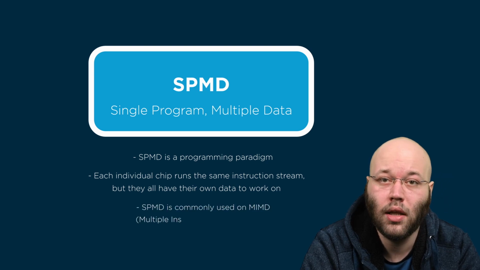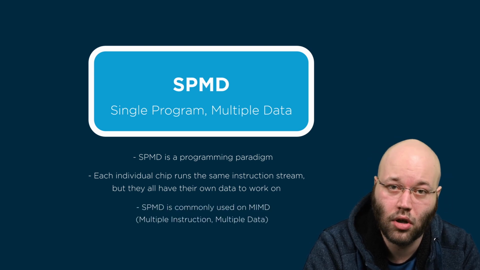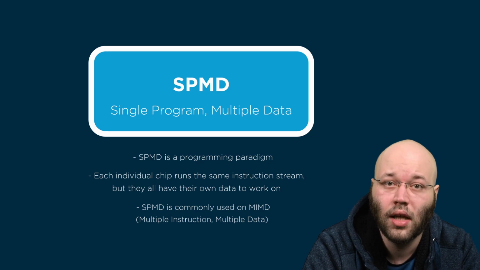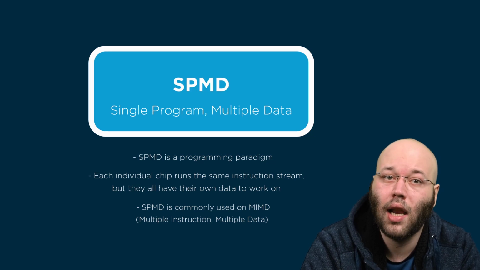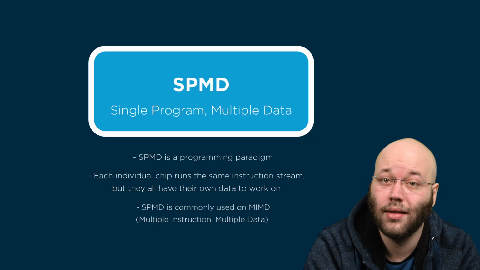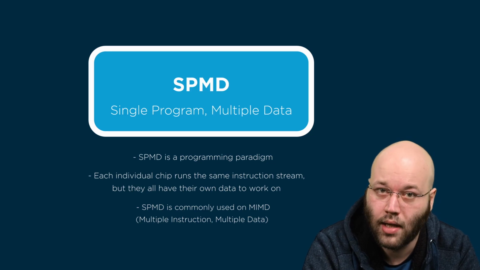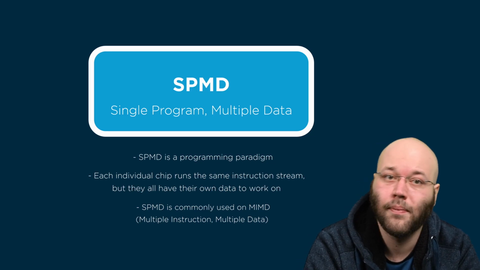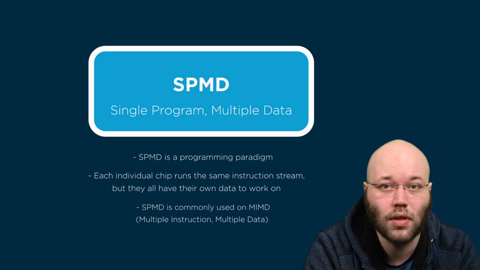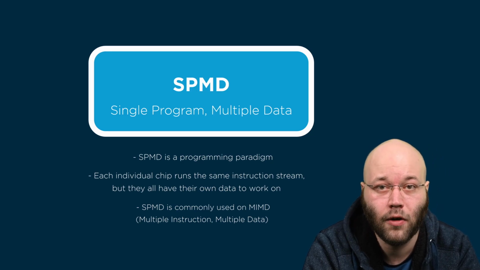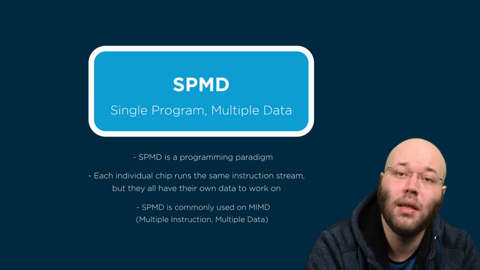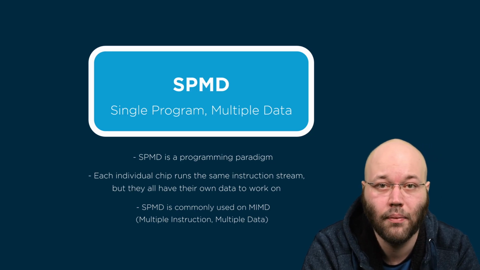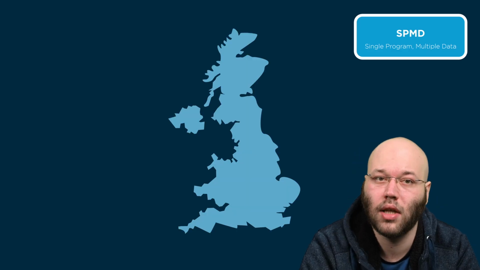SPMD is commonly used on MIMD, multiple instruction, multiple data architectures, as SPMD allows each processor to execute the same program at its own pace and on its own data. This means that different processors might be working on different tasks at any given moment, depending on the data they are handling. For example, imagine you're simulating weather patterns across a country.